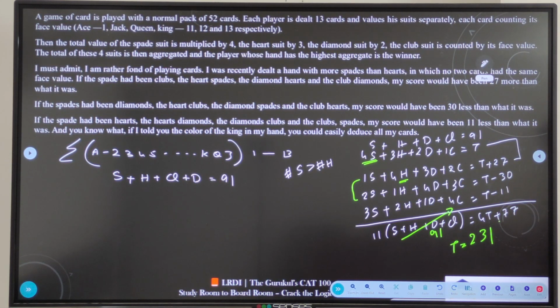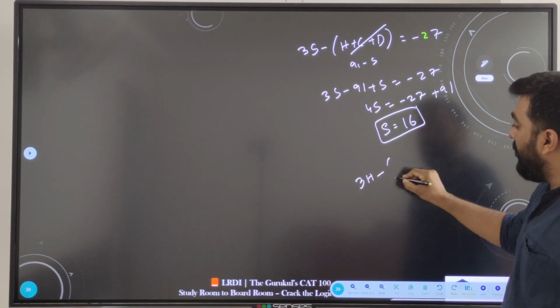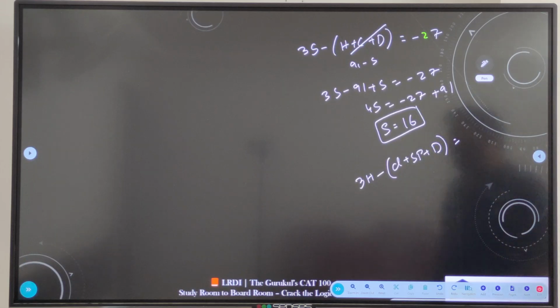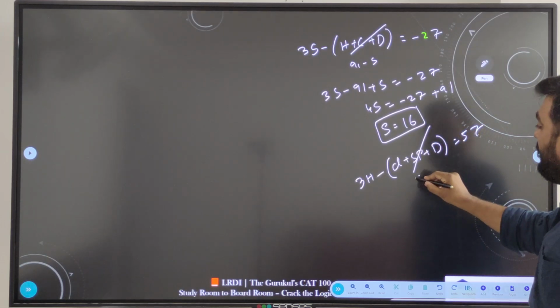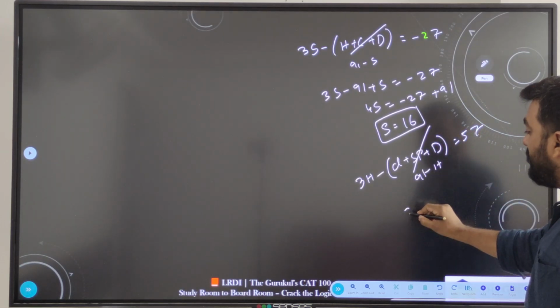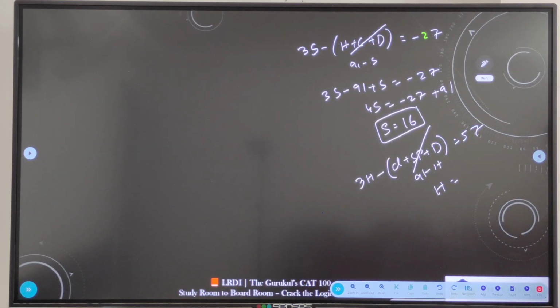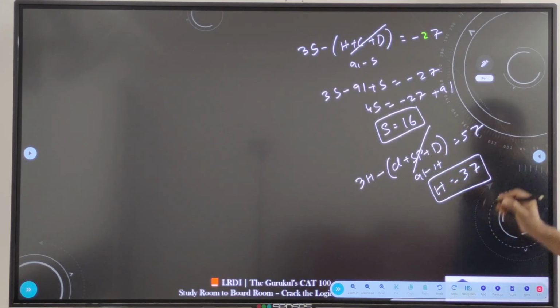Quickly solve those two equations. Very good. That will give me 3h minus clubs plus spades plus diamonds is equal to, just like in the previous way, we got the answer. We got 57. Very good. This will be 91 minus hearts. So hearts value will be equal to, yes, hearts is equal to 37.